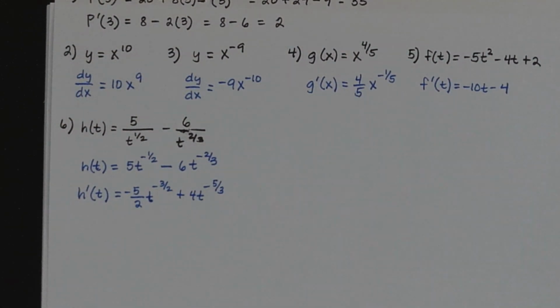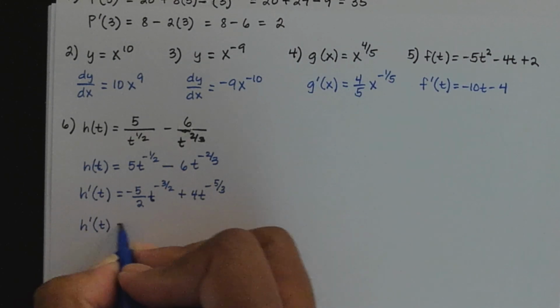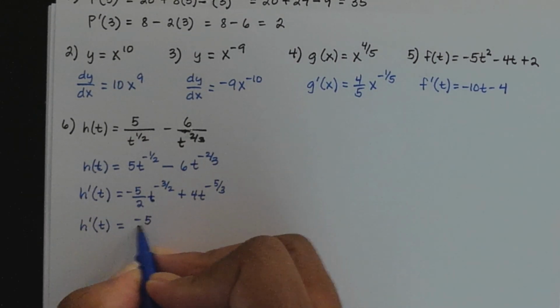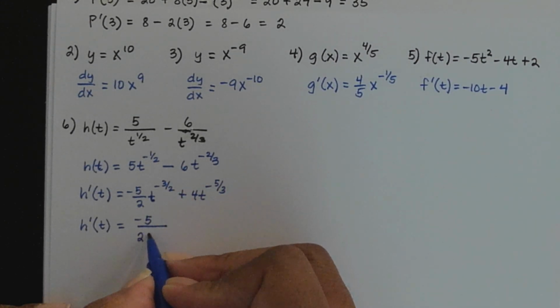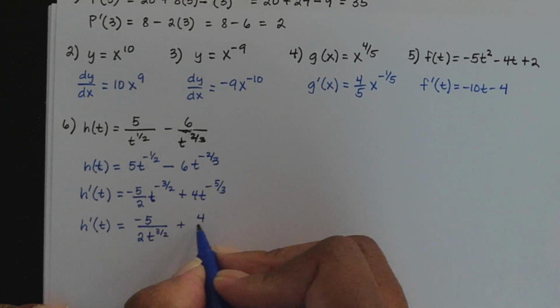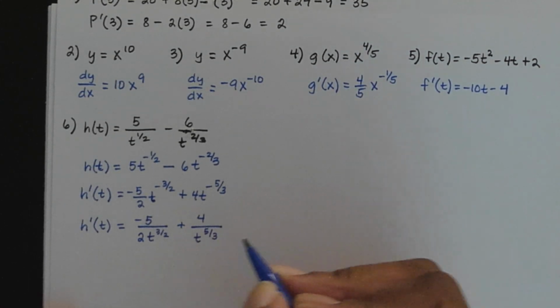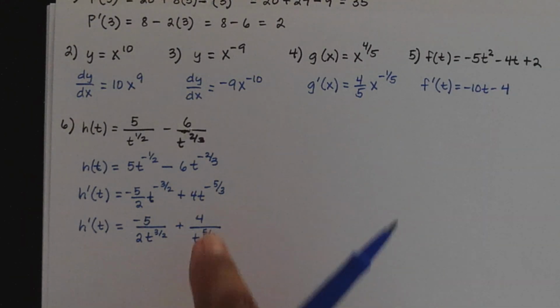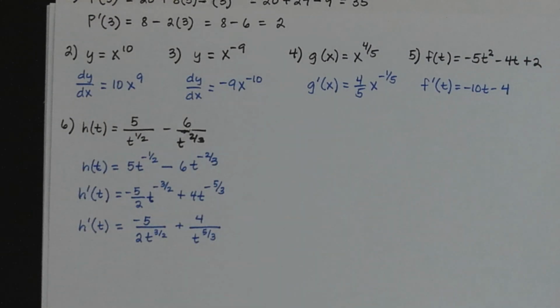Now, if you want to, you can leave it like this, or we can pull these back in the denominator and make them positive exponents. So here you have negative 5 in the numerator. The 2 is in the denominator, but when I take that t to the negative 3 halves back in the denominator, it'll be positive 3 halves, plus 4 is in the numerator. That t will go in the denominator as t to the 5/3. So these are the two ways you could either leave it like this or this. Questions about number 6?